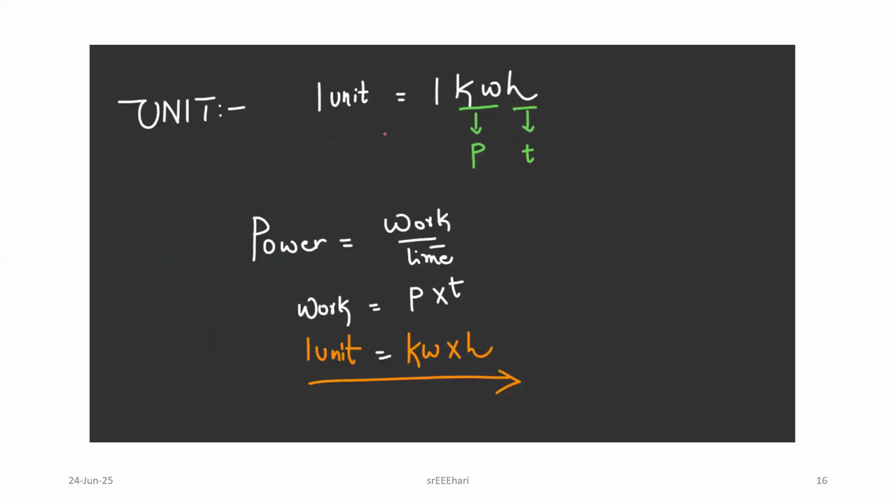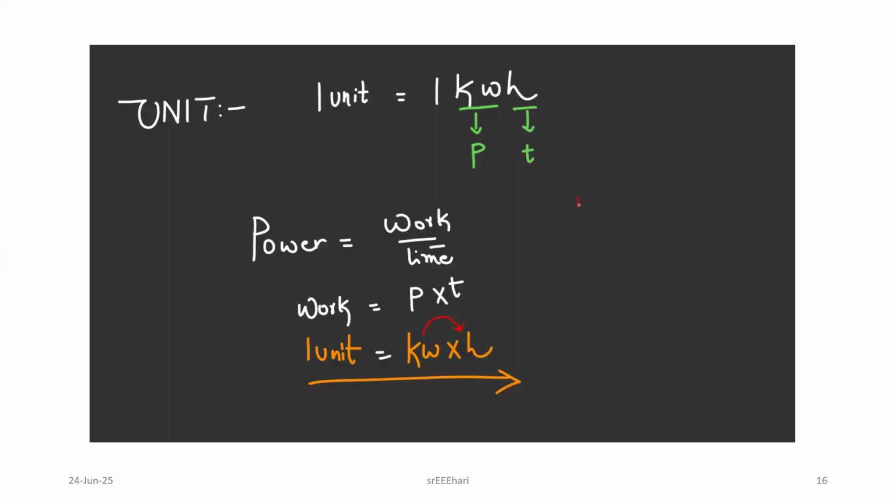Unit: one unit of electrical energy. I know the power formula is equal to work by time. From that, what's the value of work? Power into time. The power units are kilowatts into hour. The amount of power we consume within a duration of one hour is called one unit. That's the only thing. Don't forget, 1 unit is equal to 1 kilowatt hour.